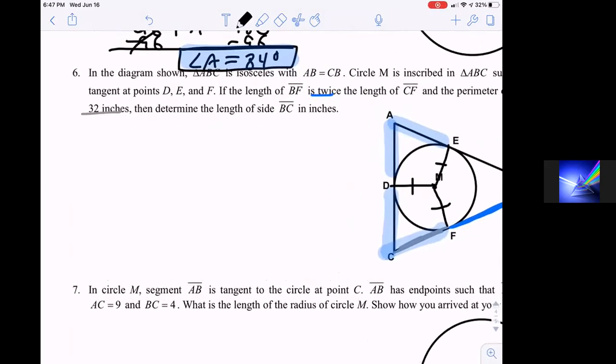So that's what we're going to start off by saying. We know that AE is equal to AD is equal to CD is equal to CF. Okay, we know all that.